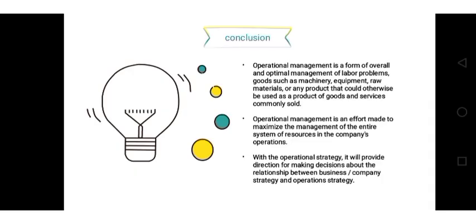Finally, the conclusion. One, operational management is a form of overall and optimal management of labor problems, goods such as machinery, equipment, raw materials, or any product that could otherwise be used as a product of goods and services commonly sold. Two, operational management is an effort made to maximize the management of the entire system of resources in the company's operation. And last, with the operational strategy, it will provide direction for making decisions about the relationships between business or company strategy and operation strategy.